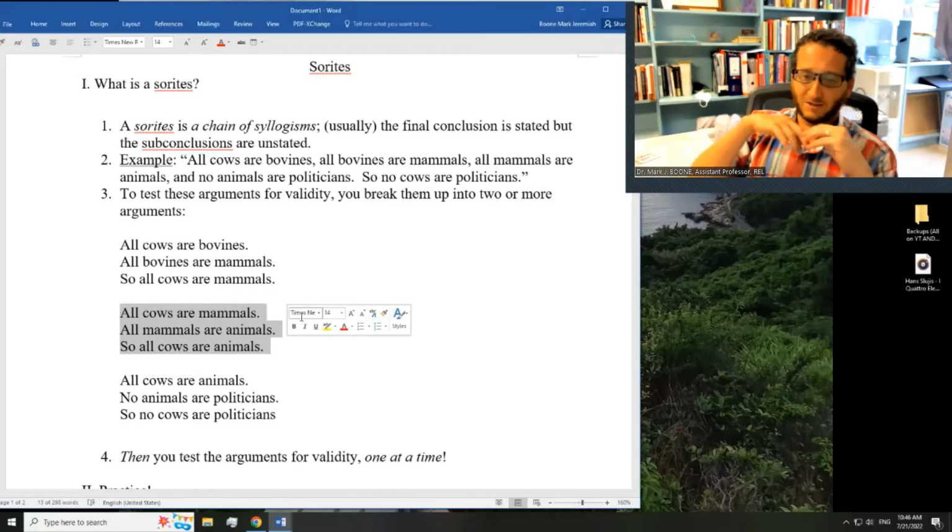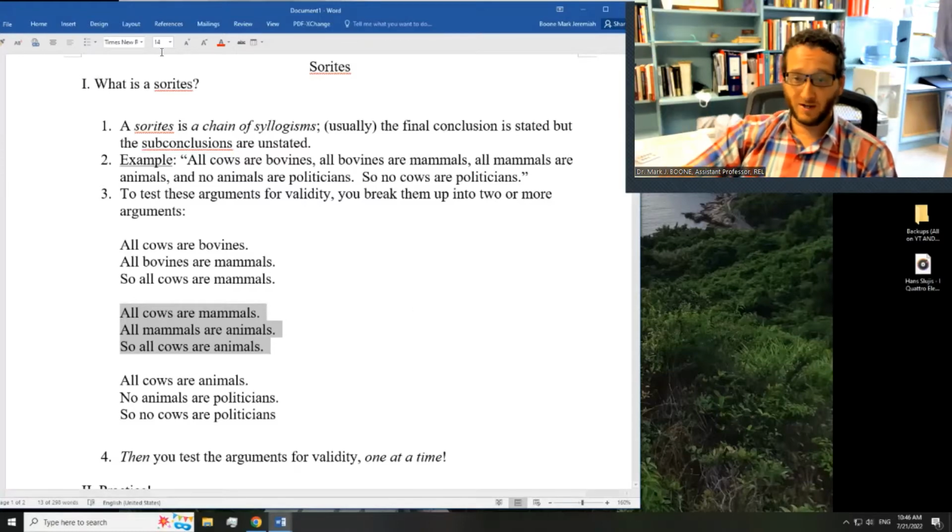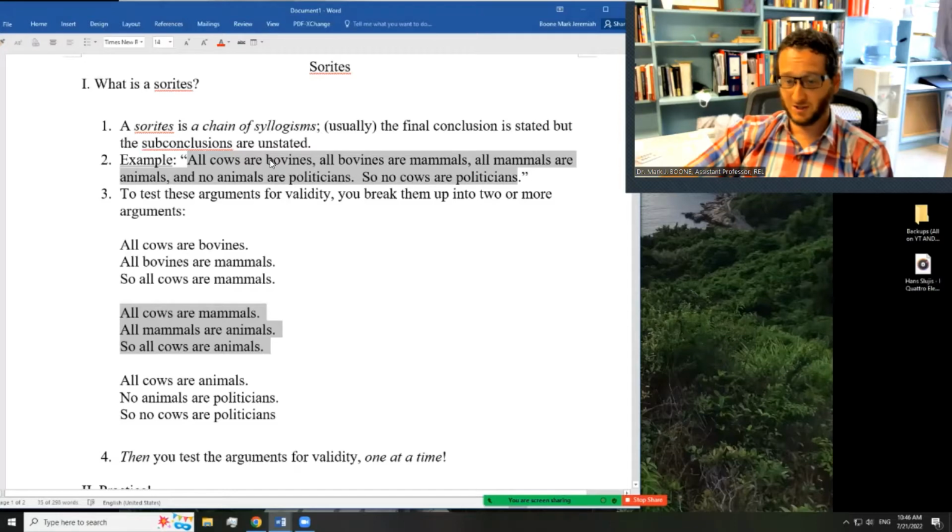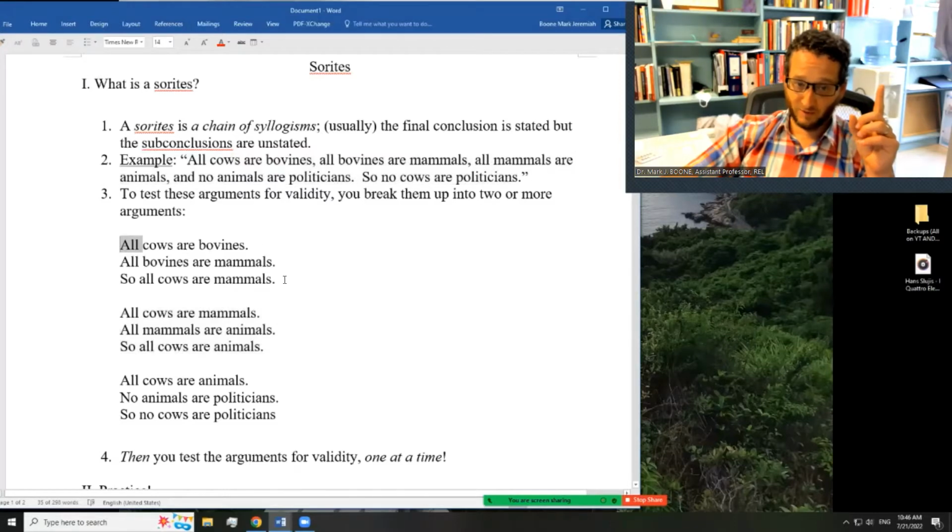Anyway, let's get back on track with breaking this one down into its constituent syllogisms. All cows are bovines, all bovines are mammals, all mammals are animals, and no animals are politicians, so no cows are politicians. Gives us first: all cows are bovines, all bovines are mammals, so all cows are mammals. All cows are mammals is the implicit subconclusion. We have to bring it out into the syllogism, make it explicit, to test the argument for validity.